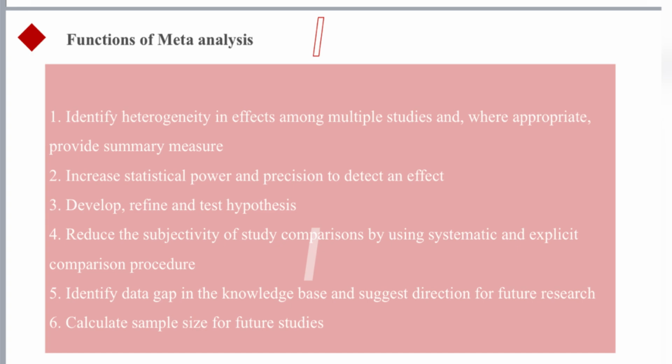Functions of meta-analysis: 1. Identify heterogeneity in effect among multiple studies and, where appropriate, provide summary measures. 2. Increase statistical power and precision to detect an effect. 3. Develop, refine, and test hypotheses. 4. Reduce the subjectivity of study comparison by using systematic and explicit comparison procedures. 5. Identify data gaps in the knowledge base and suggest directions for future research. 6. Calculate sample size for future studies.